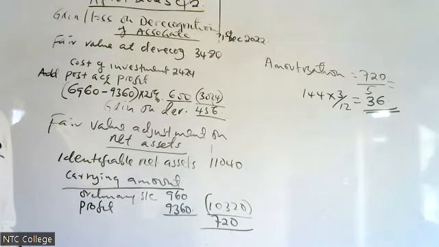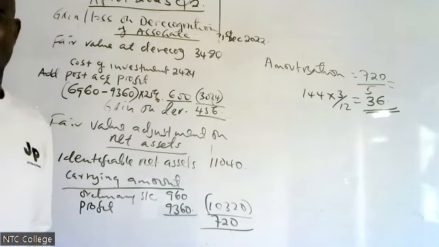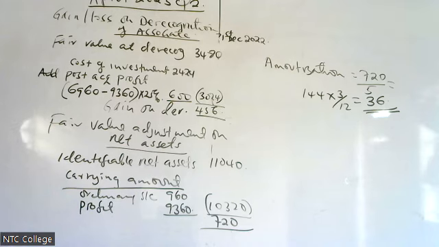The examiner says that is a cost of sale. We add that amortization of 36 to the cost of sales.